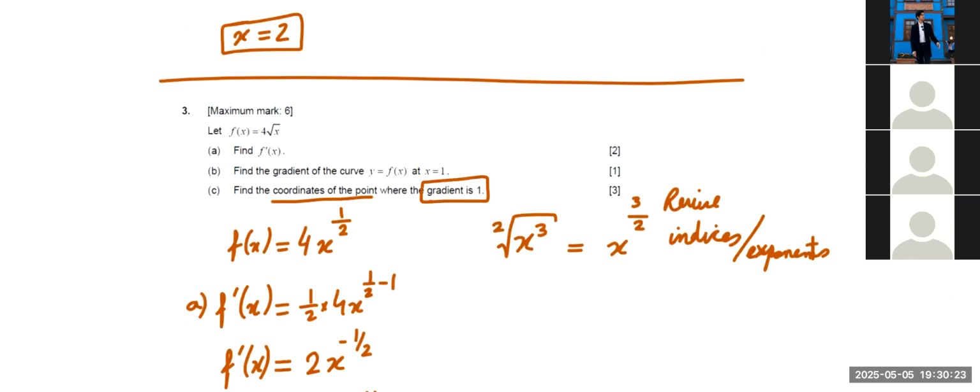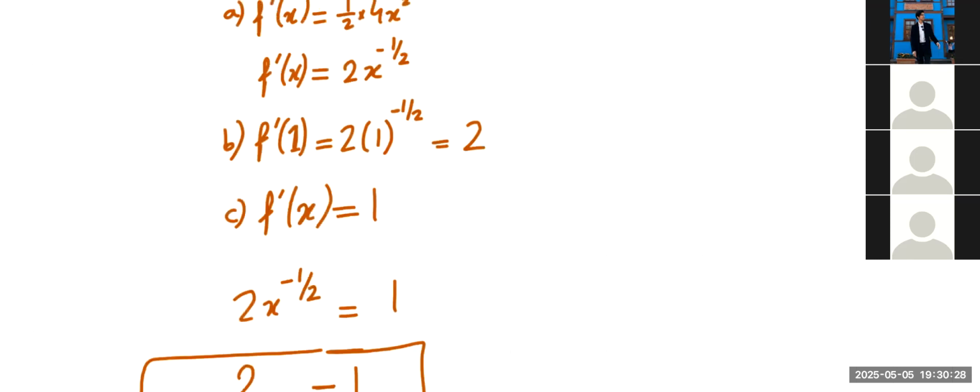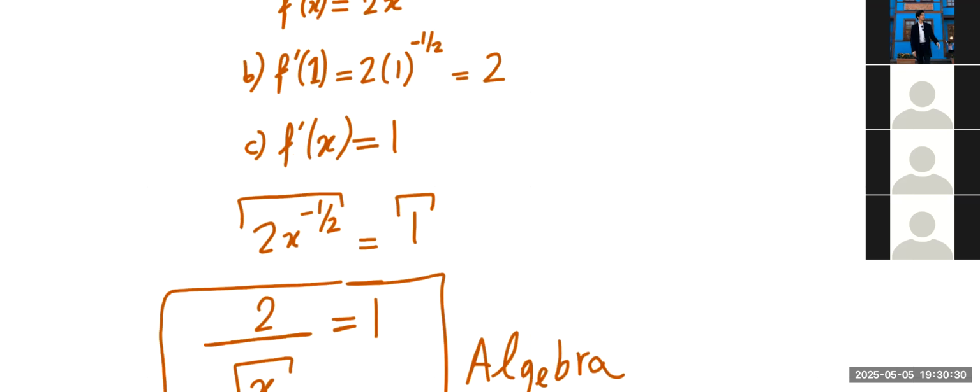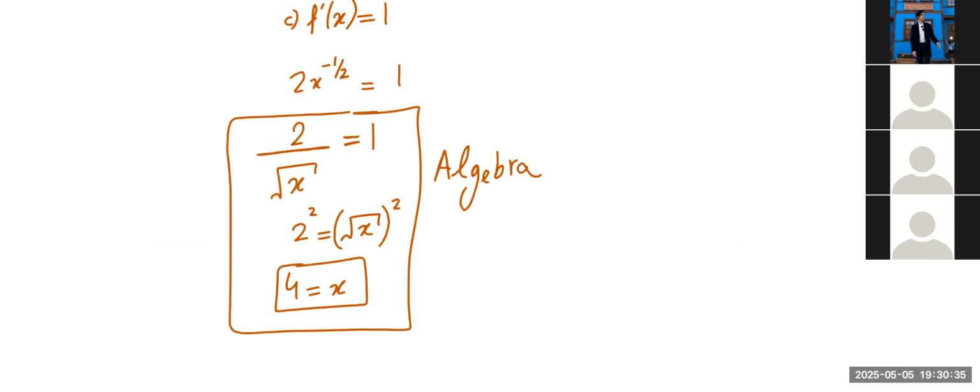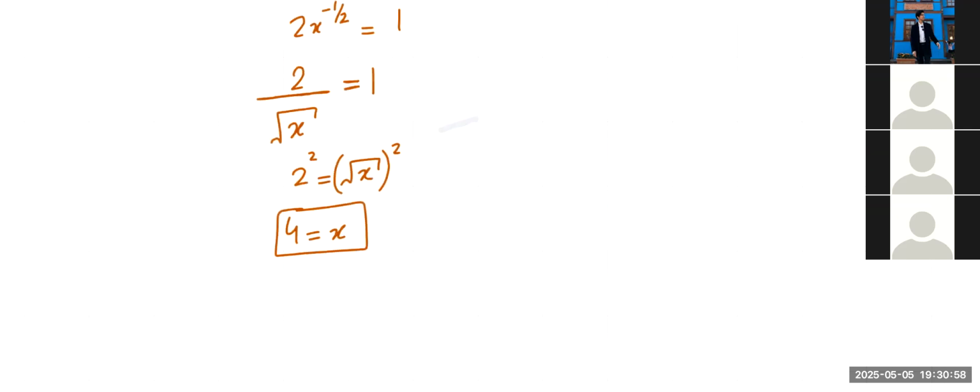Okay? The gradient is 1 means the derivative is 1. So what we do is we take the derivative, set it equal to 1, and then we just do a bunch of algebra to solve for x. How? First of all, you can rewrite x to the power of minus 1 over 2 as 1 over root of x. Since there's a 2 here, there's a 2 at the top. So 2 over root of x. Then you can multiply both sides by root of x, which gives you 2 equals root x. And then to remove the root, square both sides, which removes the square root from the square root of x.